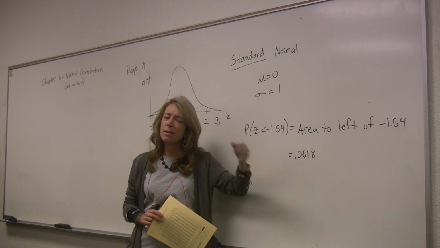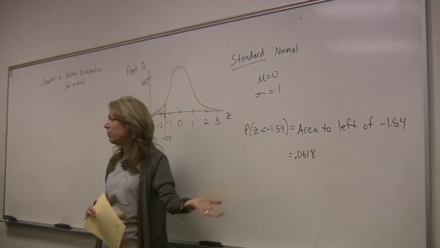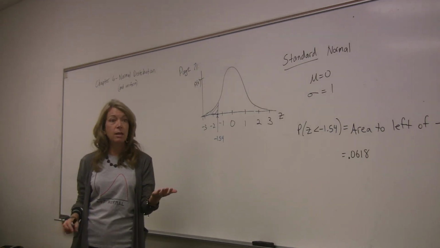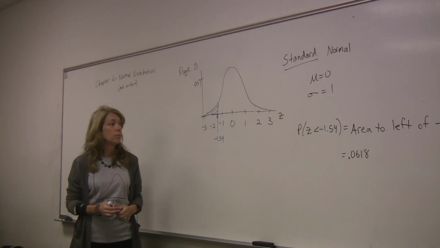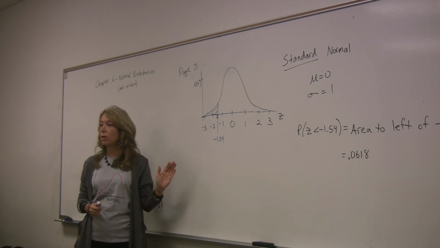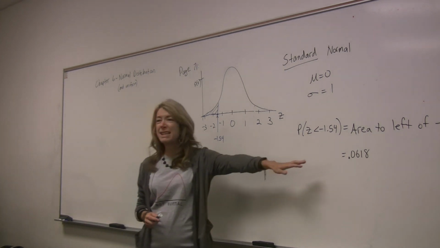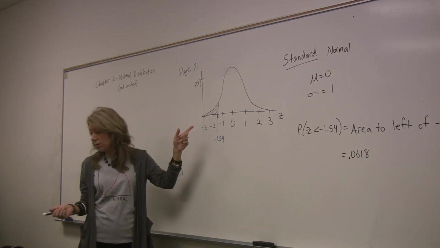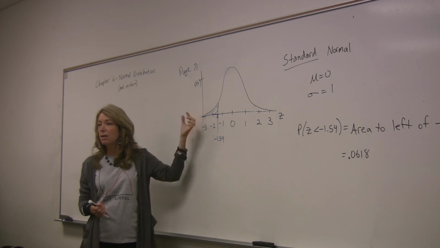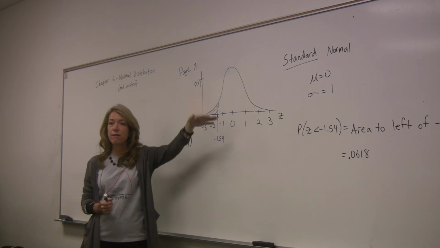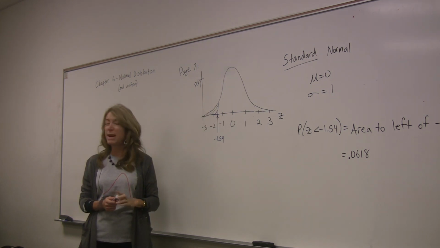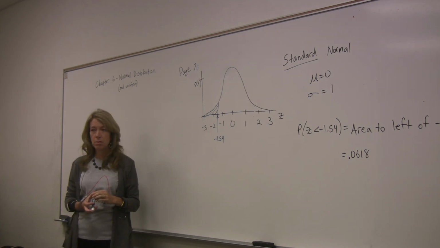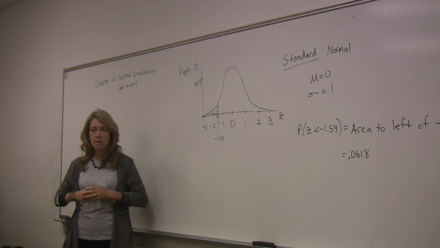What does this mean? 0.0618. That's the probability of getting less than negative 1.54. It's around 6%. Now my picture's a little bit off from the one you have. Yours should actually be skinnier than mine. We should have shaded around 6% of the total area. Mine looks a little bigger, but that's because I drew it by freehand. You okay with that?